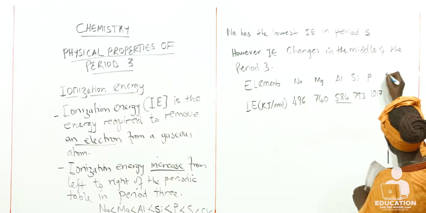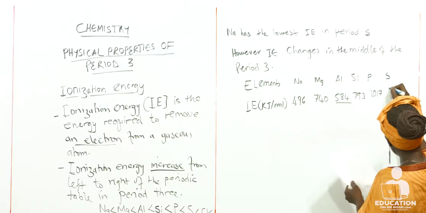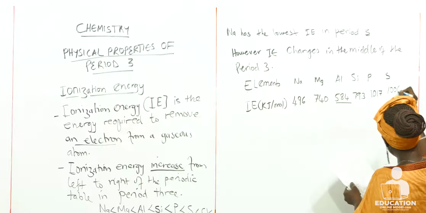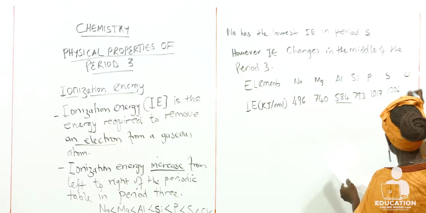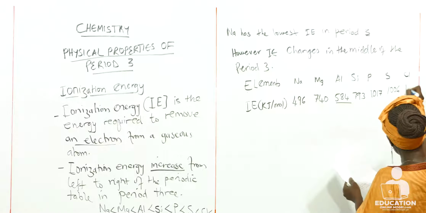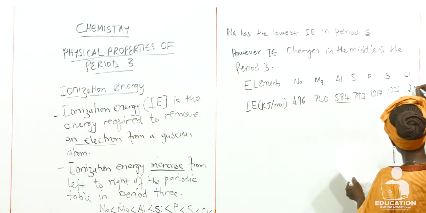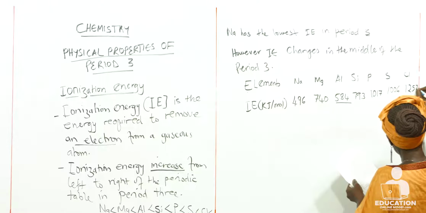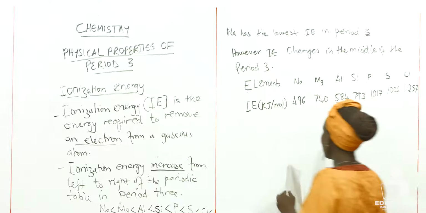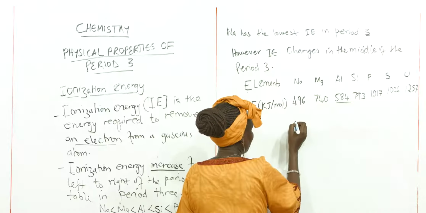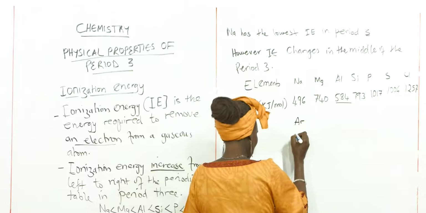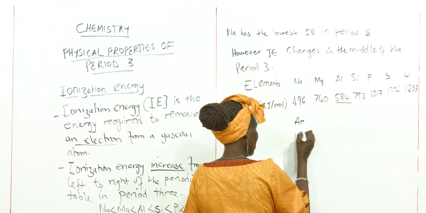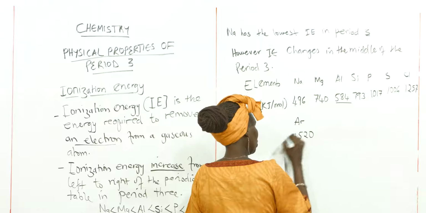So phosphorus will have 1017, while sulfur has 1006. Chlorine has 1257. So the last element, argon, has 1520.